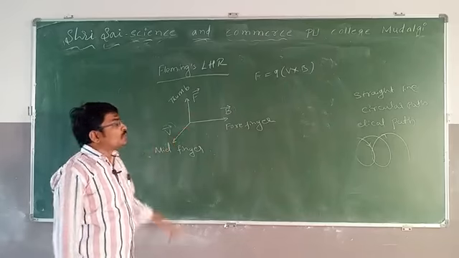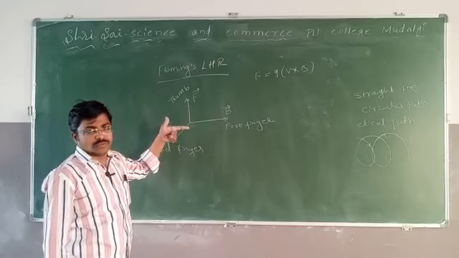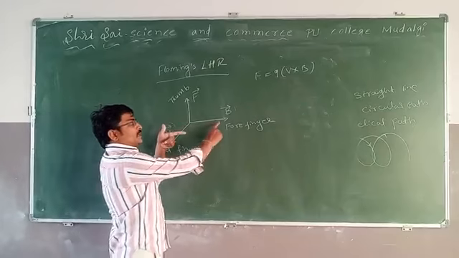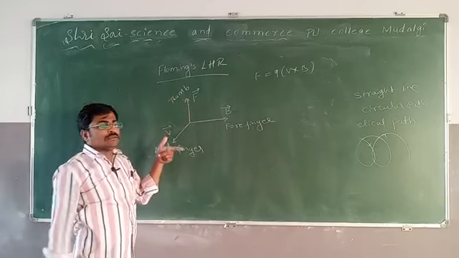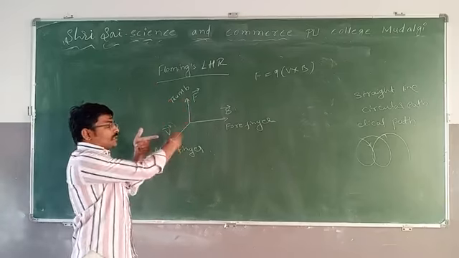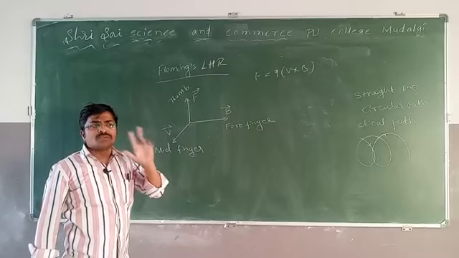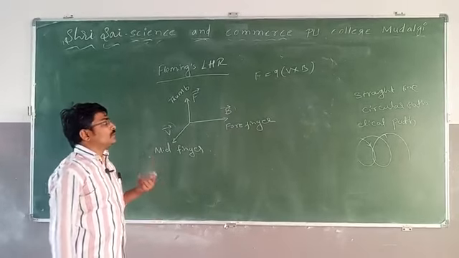That's why, to explain this one, I use Fleming's left hand rule. In Fleming's left hand rule, the forefinger indicates the magnetic field, the force is indicated by the thumb, and velocity is indicated by your mid finger.